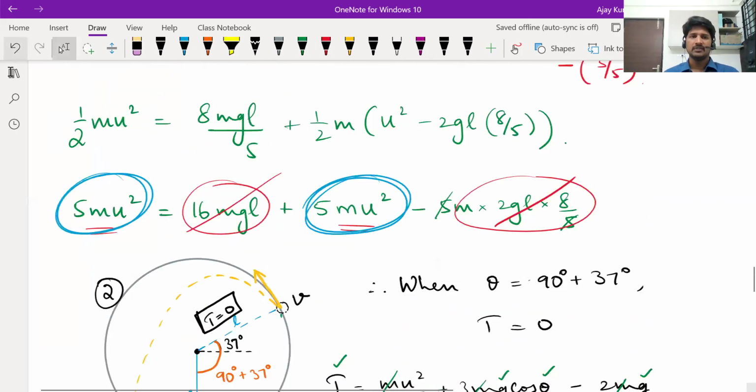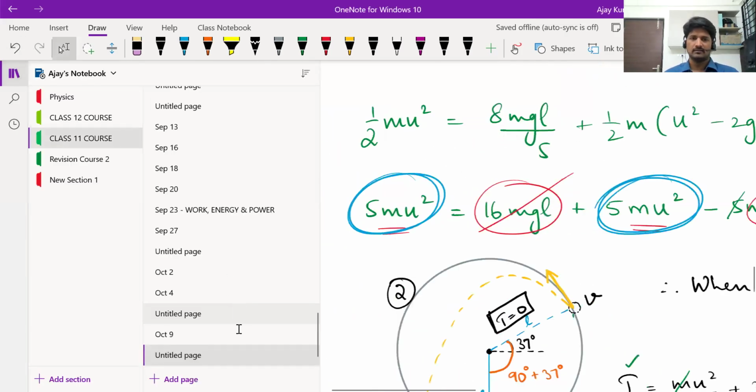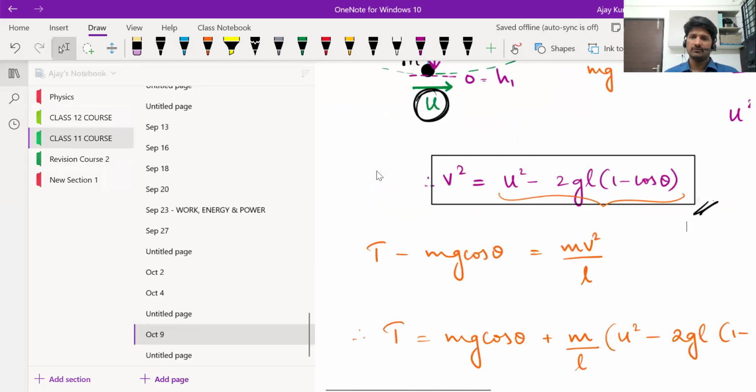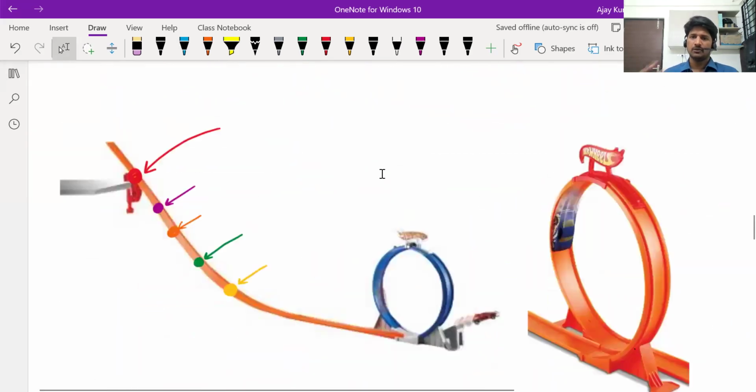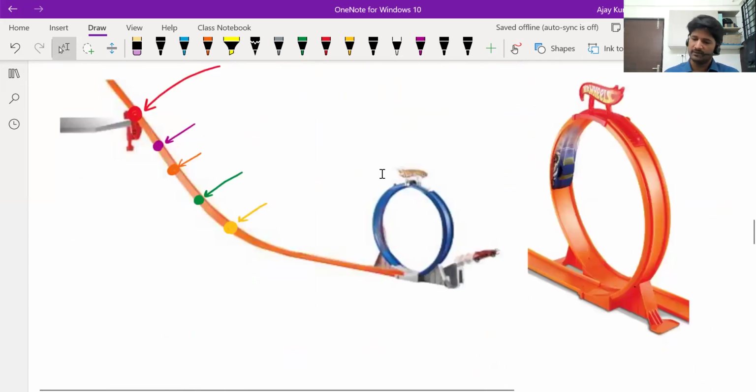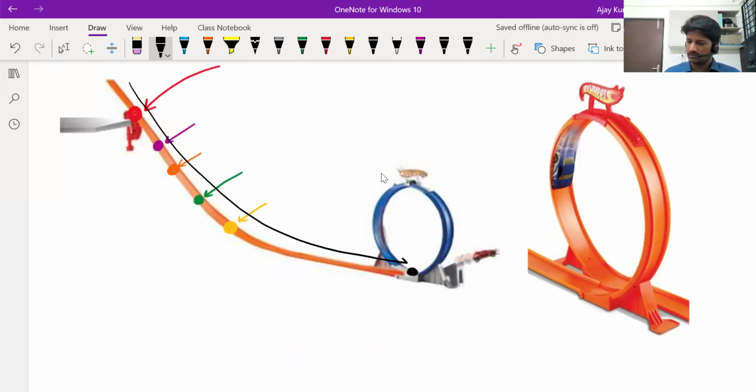Fine. Same thing with that Hot Wheels car. We know that we have to give sufficient speed for it to be able to complete the loop without falling down. That can be achieved if the car, along this track, moves down and reaches this point. Just when it reaches here, it should have a speed of root 5gr, where r is the radius of this ring. If it has that much speed, it can complete the circle.